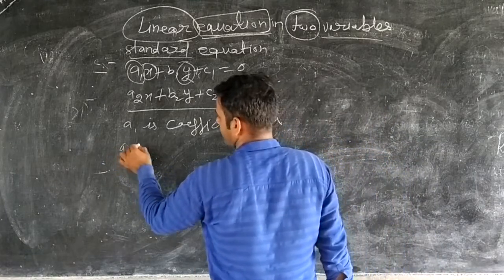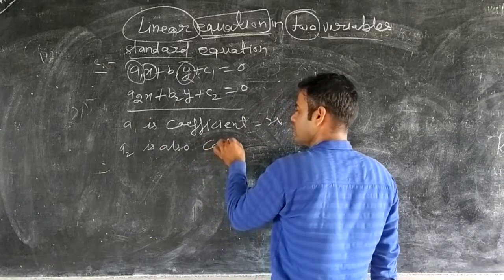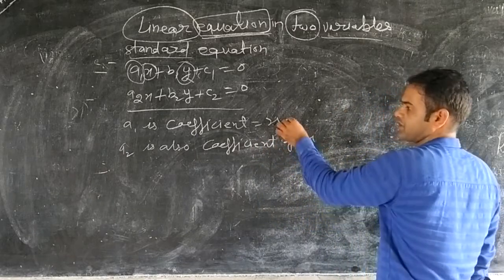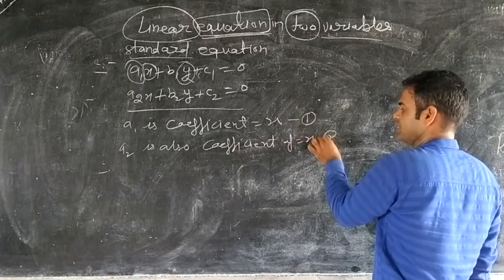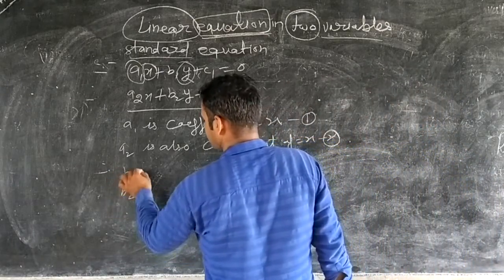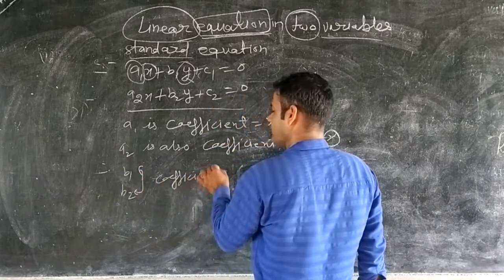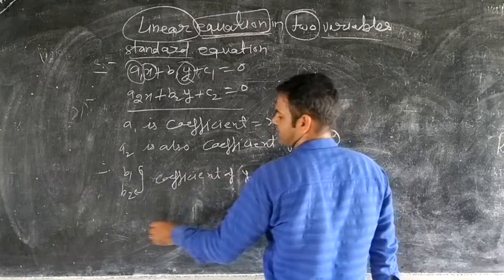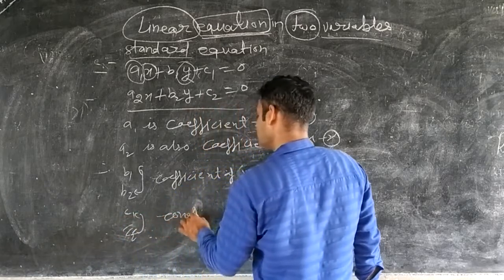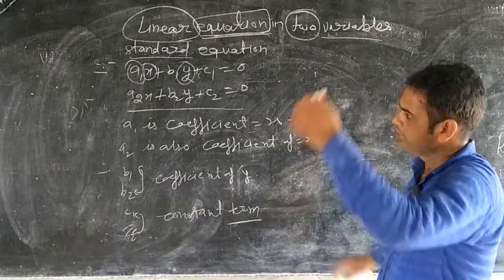Similarly, a2 is also the coefficient of x, but a1 is in equation number one and a2 is in equation number two. Also b1 and b2 are the coefficients of y, and c1 and c2 are our constant terms.